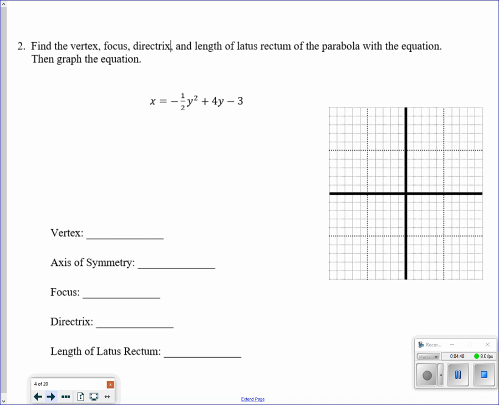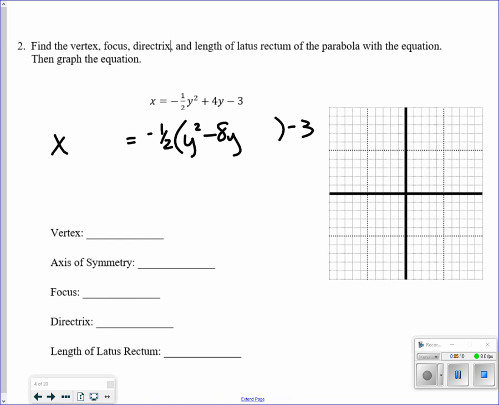Sometimes it's not going to be in the correct form for us, and we're going to do a little bit of work here. So I need to put this in vertex form. The first thing I need to do is take out the a value. Now, this is going to be a little bit confusing to some people, but you're dividing out a negative a half. Therefore, that 4 turns into a negative 8.